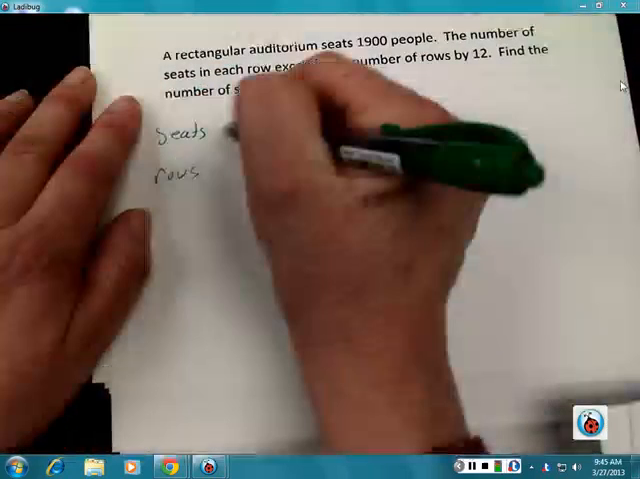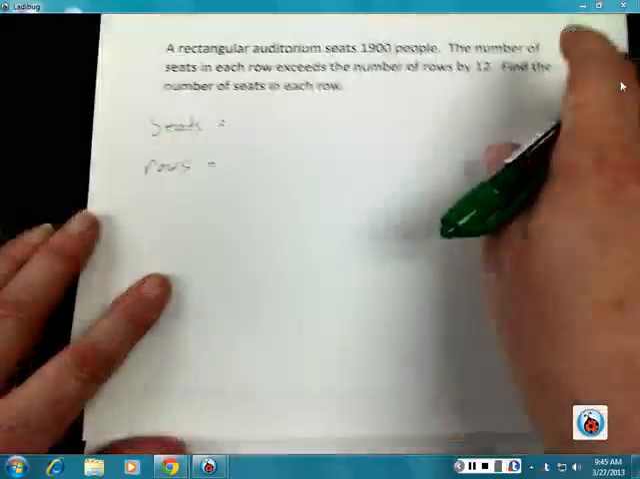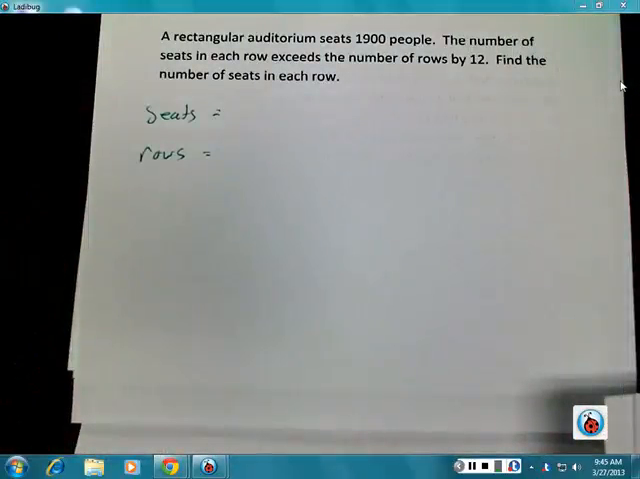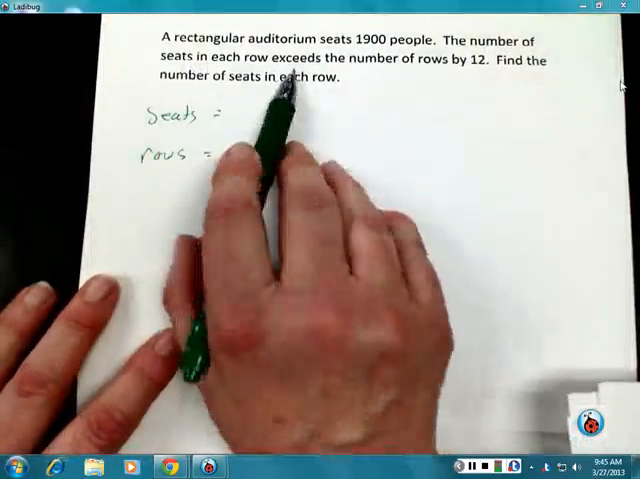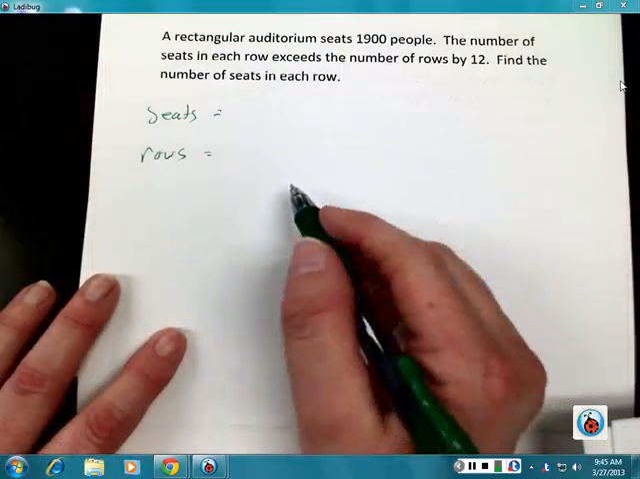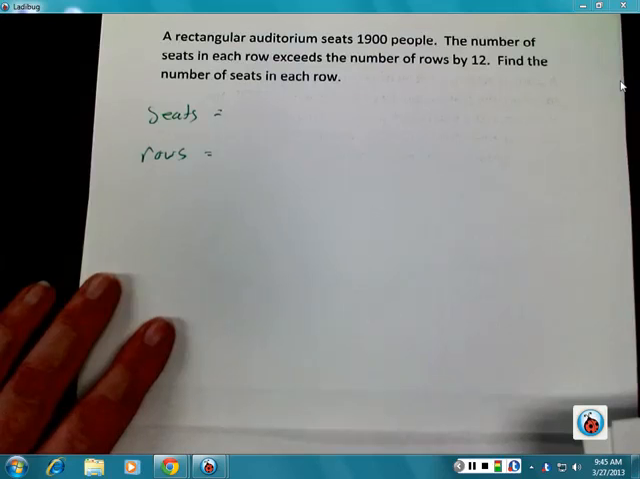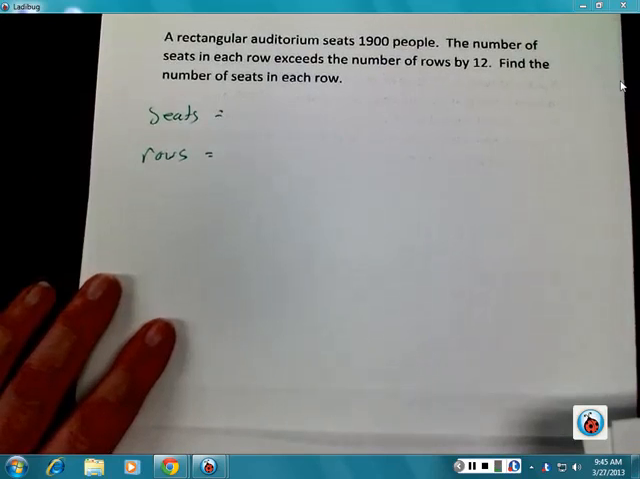What do I know about each of these? What one don't I know anything about? Is there one of them that I don't know anything about? The number of seats in each row exceeds the number of rows by 12. Is seats the one I know the least about, or is it rows? All right, we got you two battling back and forth here. Why do you think it's rows, Brooke? Oh, it's seats because it has one of the lists. I picked you because you were right.